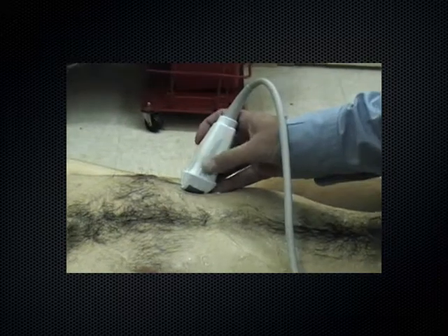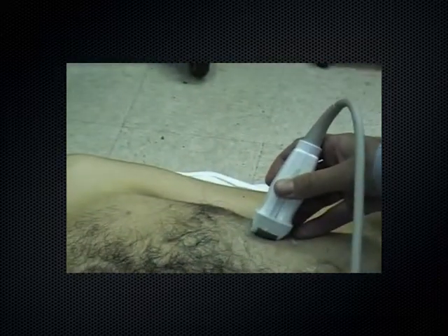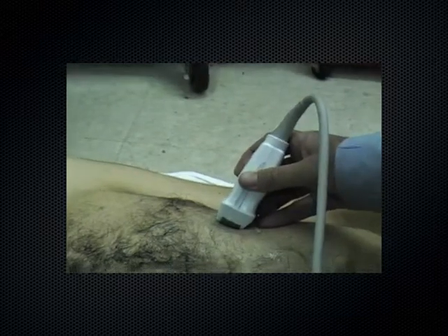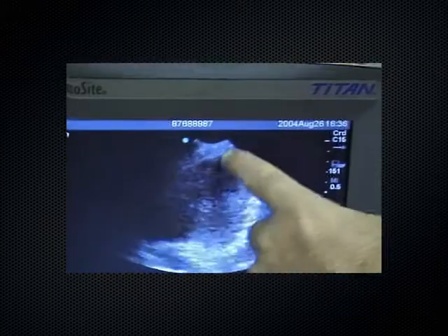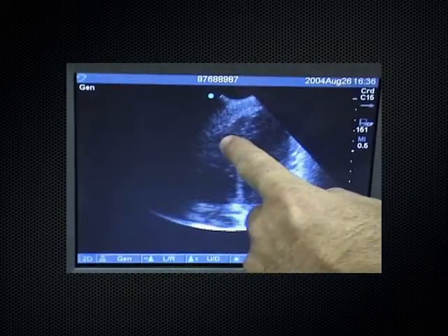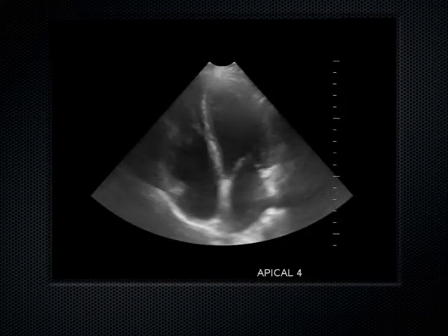Fourth view, you want to have the indicator here towards the patient's right again. You're sort of right underneath that left nipple, aiming towards the spine. And that view will get you the heart on the screen to stand straight up with the septum standing top to bottom. That's the septum there. This is the left ventricle, right. So this is what it looks like, sort of an average view here.